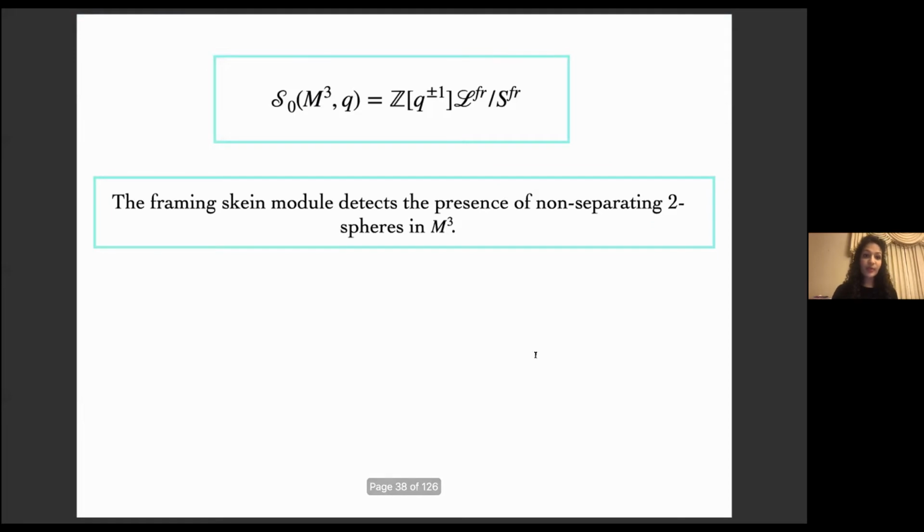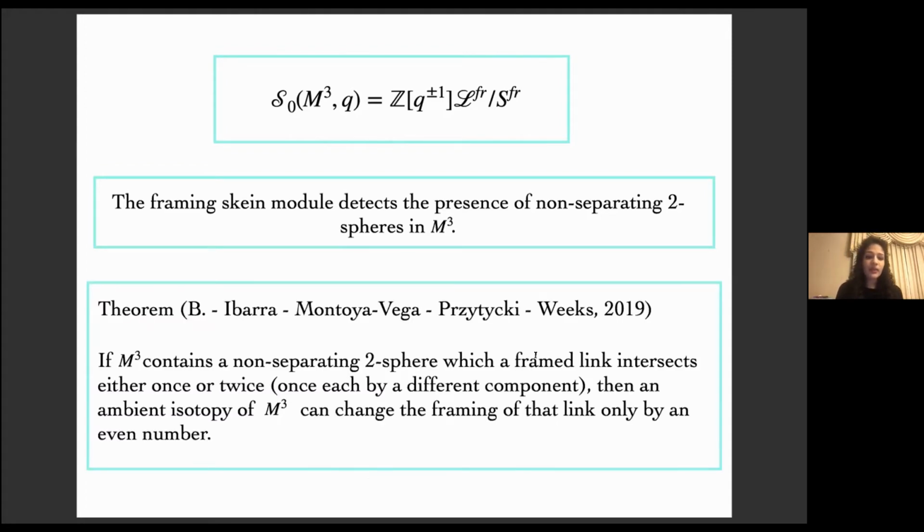And we proved very recently that the framing Skein module detects the presence of non-separating two spheres in an oriented three manifold. And the main theorem that we used, and this is joint work with Diony Ibarra, Gabriel Montoya Vega, Josip Przytycki, and Deborah Weeks, we proved this last year in December. So we showed that if an oriented three manifold contains a non-separating two sphere, which a framed link intersects either once or twice, and if the link intersects the non-separating two sphere twice, then it's once each by a different component of the link.